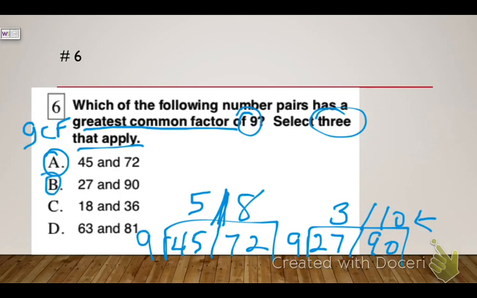Now let's go to C. And here's where some of you just picked 3 answers. You thought this was the right answer. C is not a correct response. Watch.